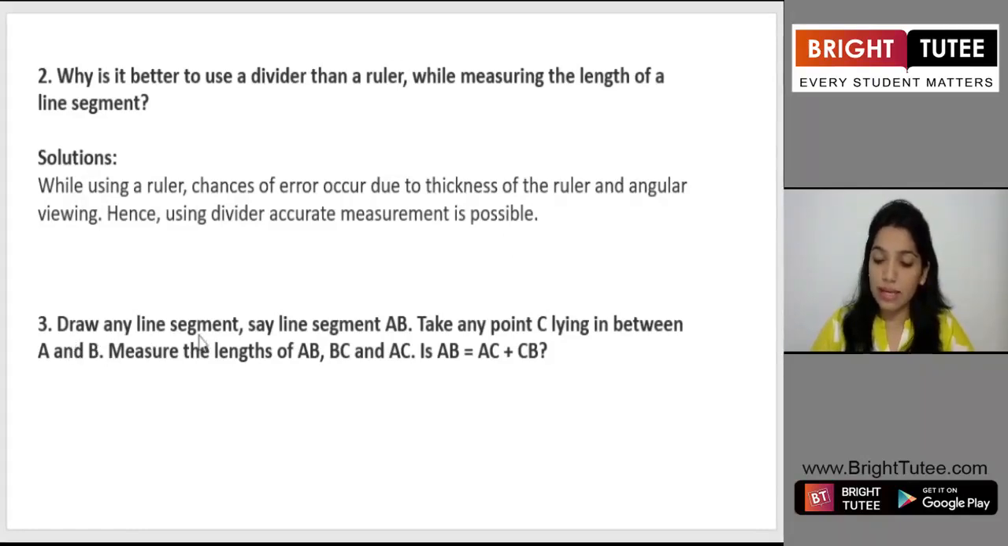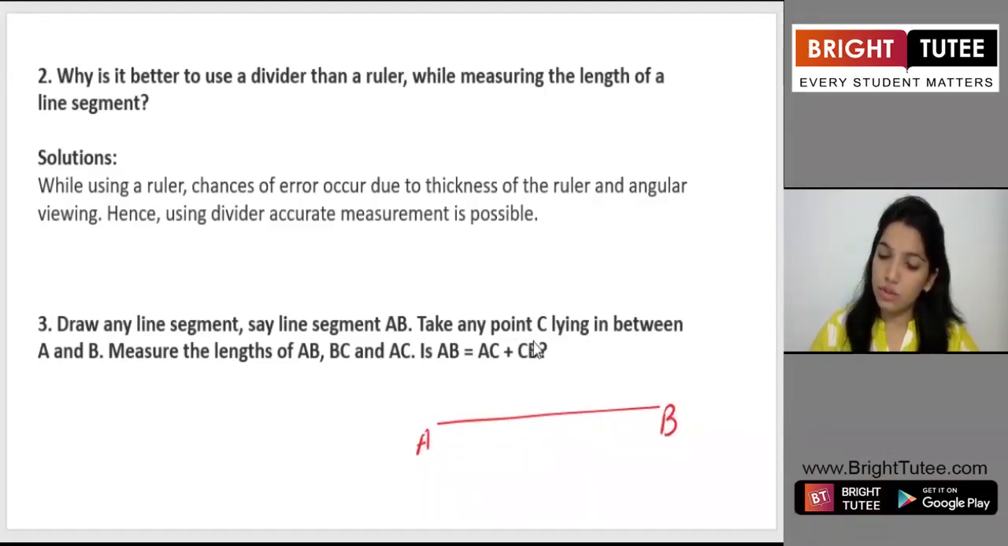It says draw any line segment, say line AB. Take any point C lying in between A and B. Measure the length of AB, BC and AC. And what do we need to prove? We need to prove AB is equal to AC plus CB. So let us draw a line segment. So this is the line segment AB. And we need to take a point C lying in between AB. So say this is the point C.